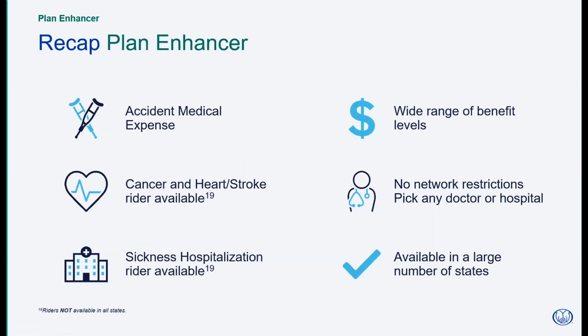So as a recap, when we're talking about the plan enhancer, the plan enhancer is an AME plan, so it has that accident medical expense. There is a $250 deductible. It starts at $250. It diminishes to $150 after year 1. So year 2, it is $150. In year 3 and on, it is $0. The cancer and heart attack and stroke is available, and it is also available as a guaranteed issue. Sickness hospitalization is also available, and it is available as a guaranteed issue.